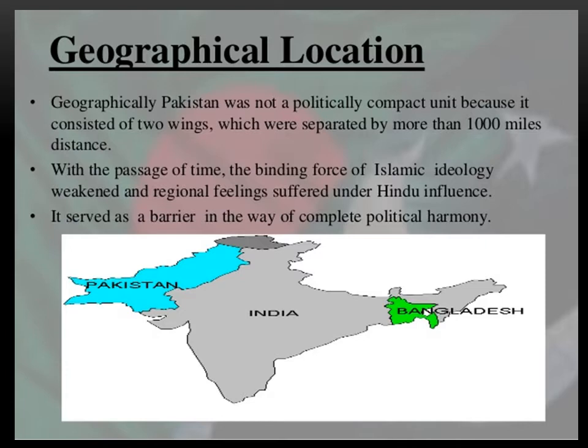Geographically, Pakistan was not a political compact unit because it consisted of two wings which were separated by more than 1,000 miles distance. With the passage of time, the binding force of Islamic ideology weakened and regional feelings suffered under Hindu influence. It suffered as a barrier in the way of complete political harmony.